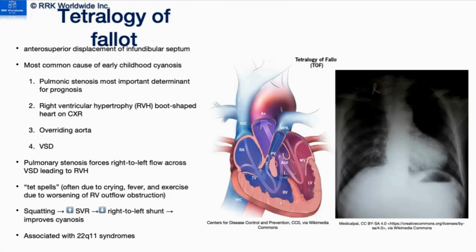So what exactly happens in Tetralogy of Fallot? So basically there's this anterior superior displacement of the infundibular septum. So that's sort of the embryology behind this. And again, just like that, they can ask you the question.